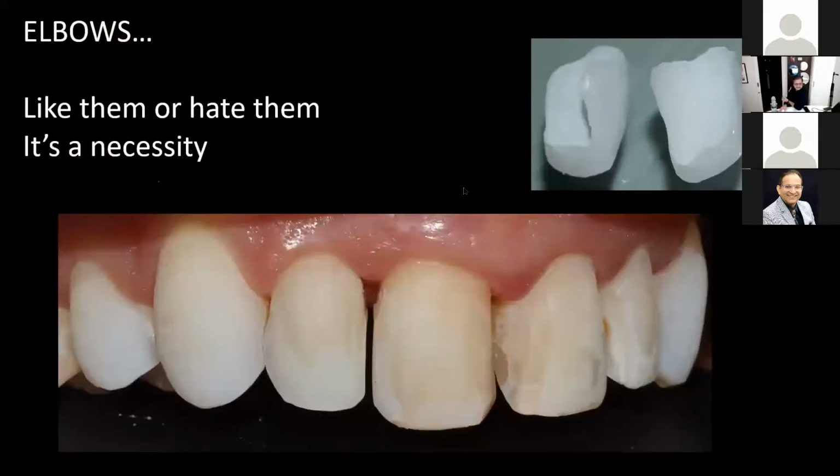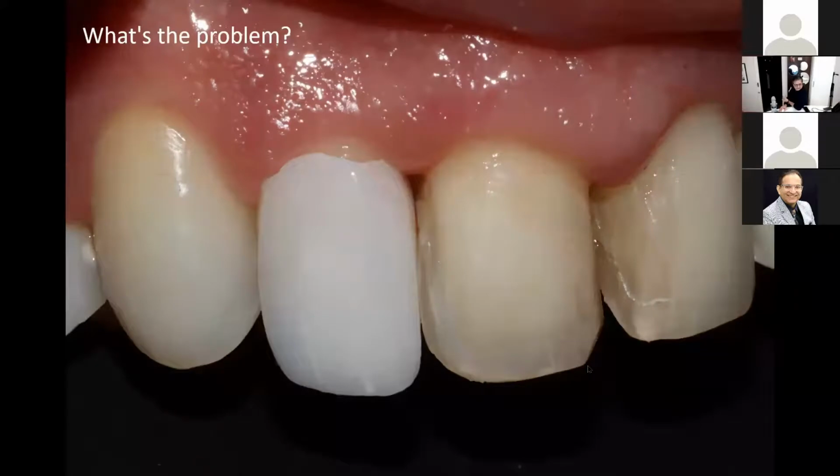So could it also be a path of insertion issue? Like some of them insert from the labial, but some need to insert from the incisal or a different direction. Absolutely. This is going for the incisal. This is going for the incisal labial. It's going actually 45 degrees into it. So how would you fix this problem? It's going to go up there, right?